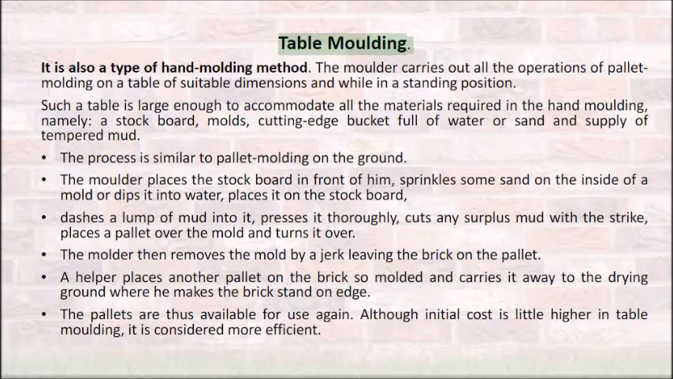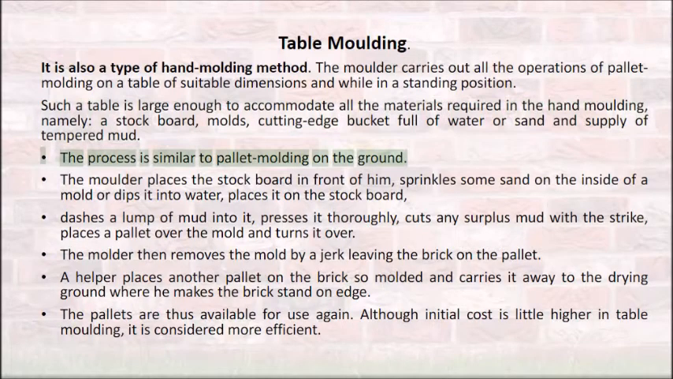Table molding. It is also a type of hand molding method. The molder carries out all the operations of pallet molding on a table of suitable dimensions and while in a standing position. Such a table is large enough to accommodate all the materials required in the hand molding, namely, a stock board, molds, cutting-edge, bucket full of water or sand, and supply of tempered mud.